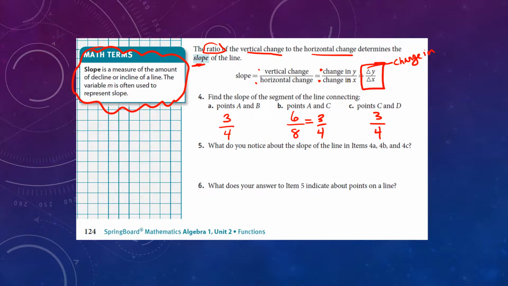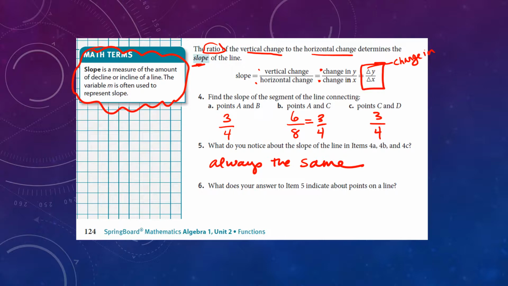What do you notice about the slope of the line in A, B, and C? Hopefully you notice it's always the same. In order to be a line, a linear function, the rate of change has to be constant, has to always be the same. So what does our answer on number 5 indicate about points on a line?